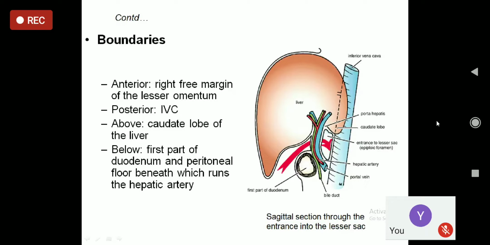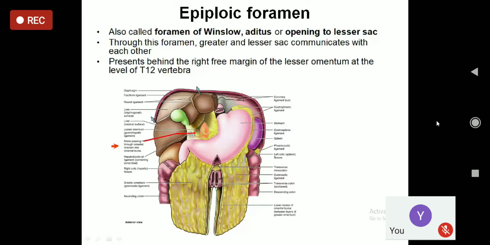So do you have any queries? Sudeep, are you there? Sudeep? Someone? Yes, ma'am. You understand the epiploic foramen?